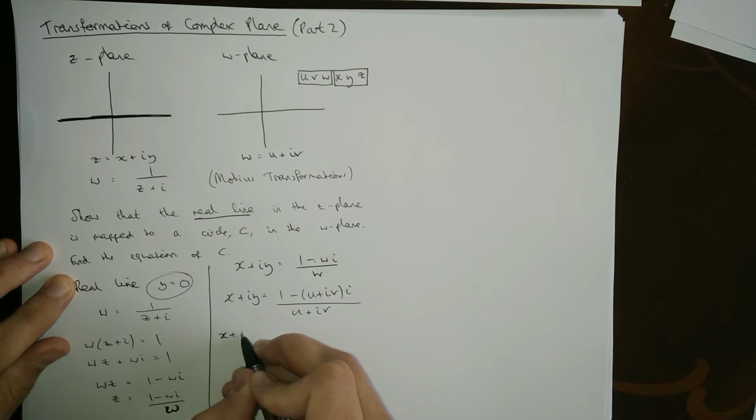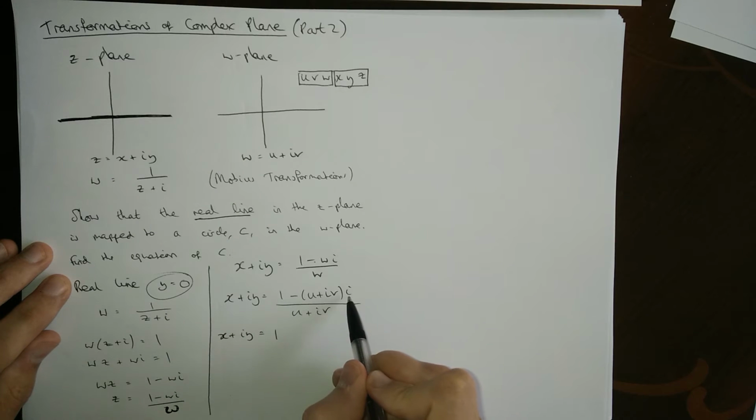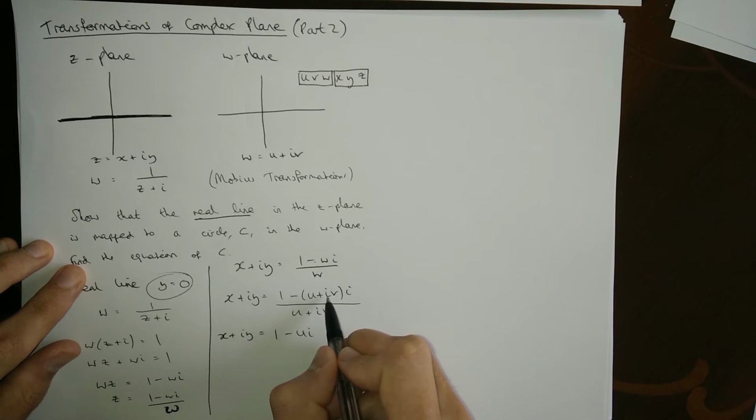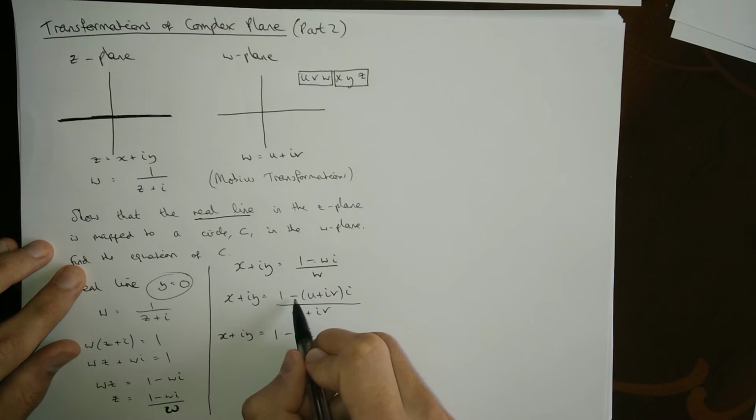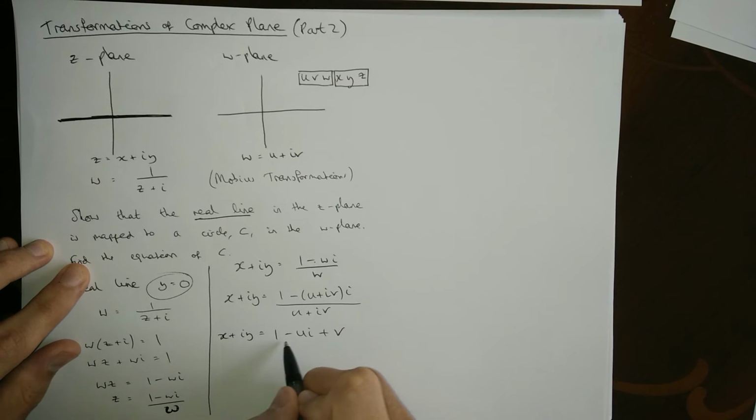And then we're going to work out what the top is. So we're going to do minus i times u, so there we go. And we're going to do here i times i, which is minus 1, times another minus sign. So that's two minus signs, that's a plus sign, plus v, and that's over u plus iv.